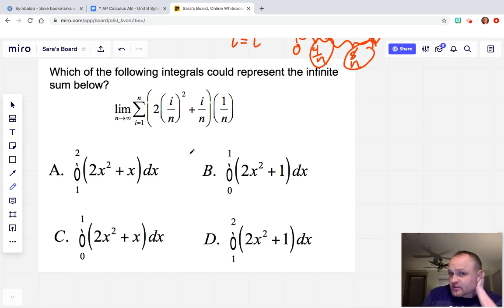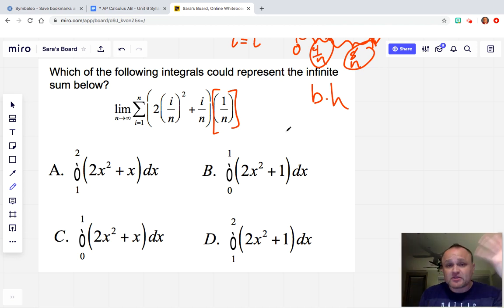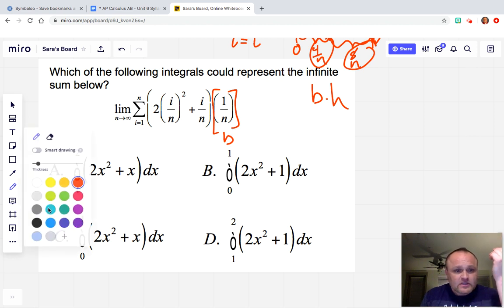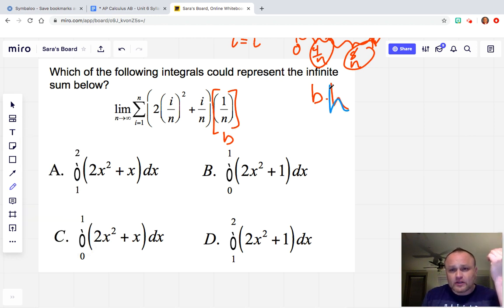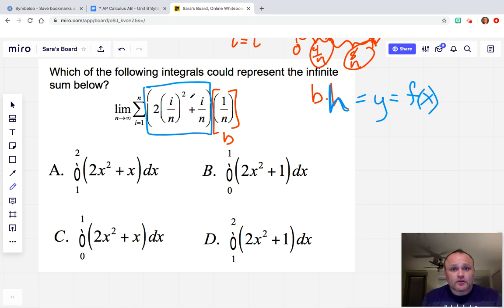All right, so now let's look at this again. Base times height is what we're looking for. This 1 over n all by itself is either going to be a base or a height. Okay, the one that's smaller tends to be the base. So this is your b, aka your delta x. And the one that's way more involved, like a function, would be h, that y value, aka f of x. So your integrand function comes from this.